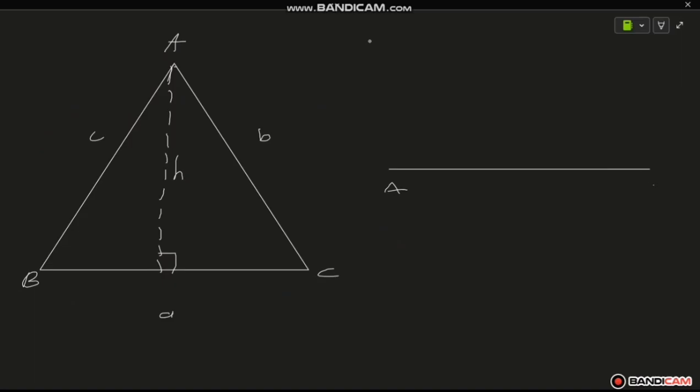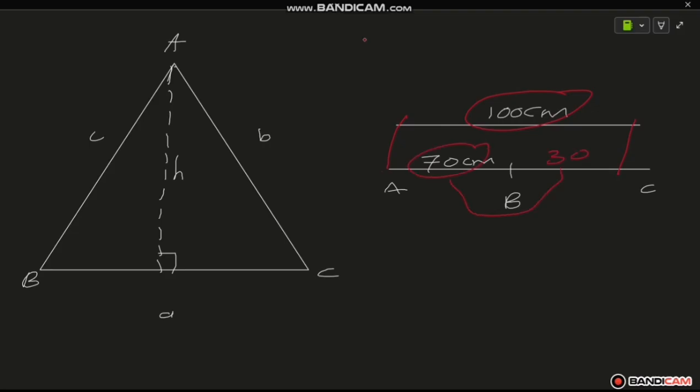Let's say we have a line segment AC, then we have B here. Then they say that side AC is 100 centimeters, and AB is 70 centimeters. Then what is BC? BC, when we add it with AB, must give us AC, meaning that to find BC we must do 100 minus 70, and we get the value of BC, which is 30. Therefore 30 plus 70 gives us AC as 100. I hope that makes sense.